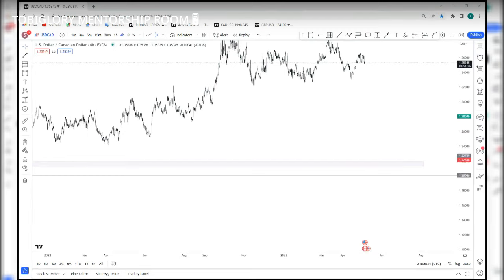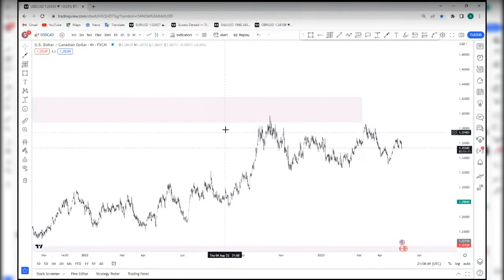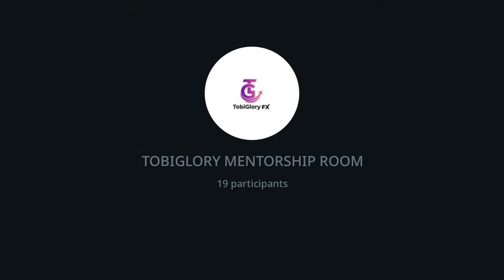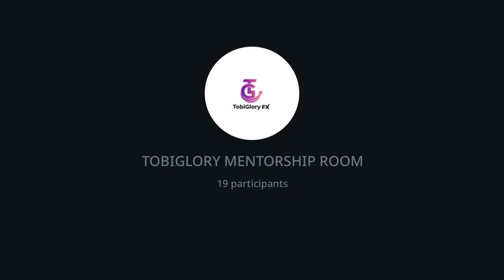Mark all mitigated and unmitigated areas, all liquidity. Mark them out. All structures, from daily to 4 hours to 1 hour to 30 minutes to 15 minutes. On Saturday I'll finalize that, and I'll be sending my previous market structure video to the group so that you understand how I analyze from daily and from 4 hours to 15 minutes.